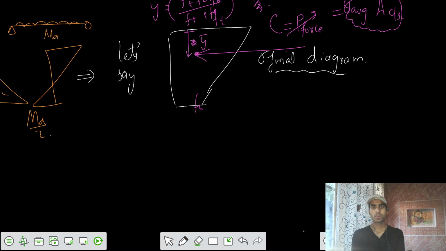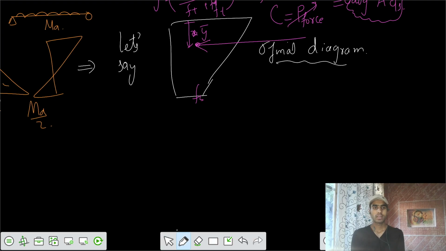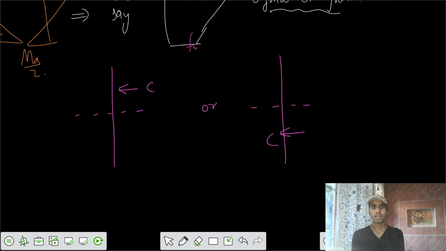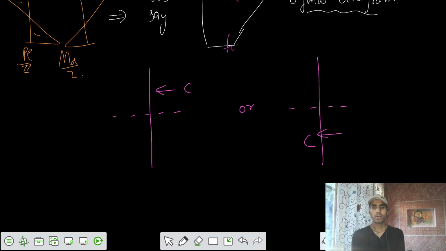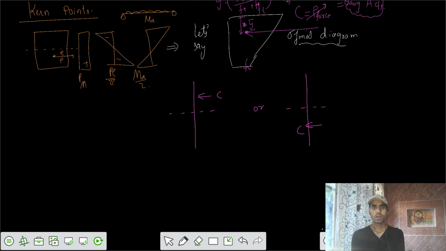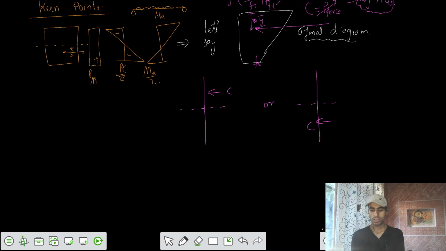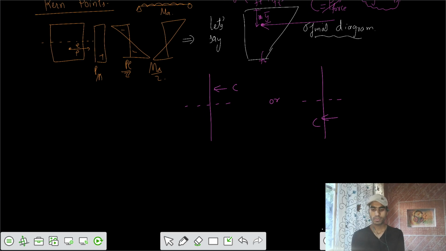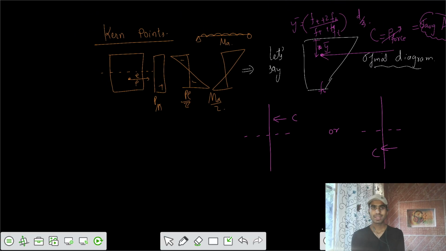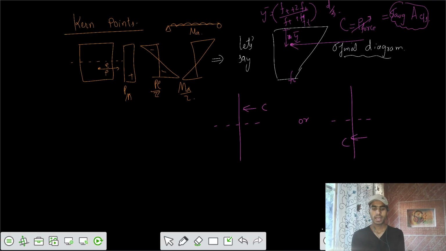Now there are two different possibilities for that C force. Either the C force would be above the neutral axis, or the C force would be below the neutral axis. So correspondingly, let's try to solve for those two conditions. So what does this current point mean? We are going to take that here.